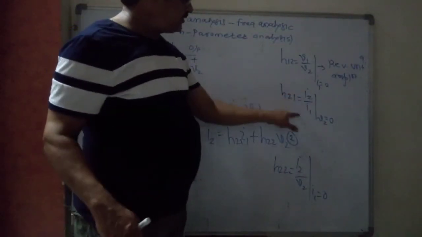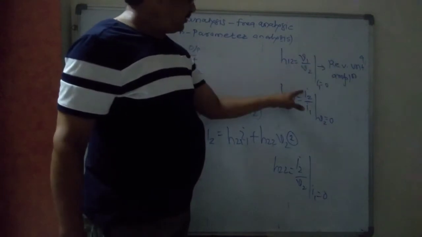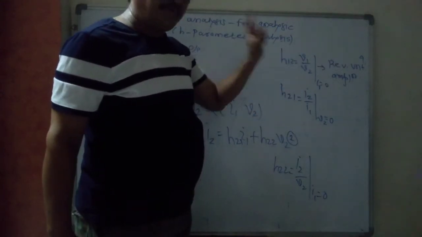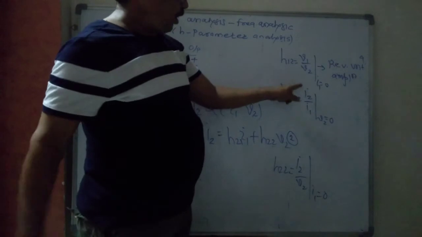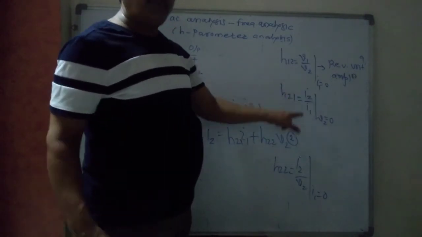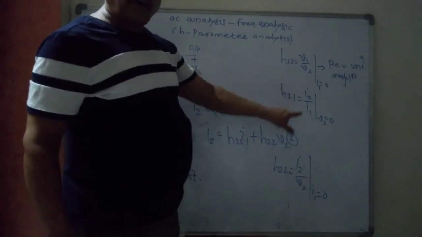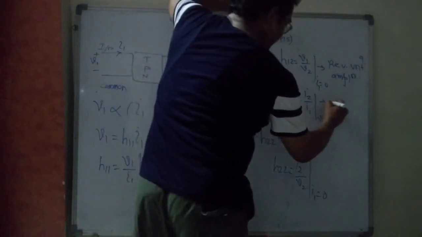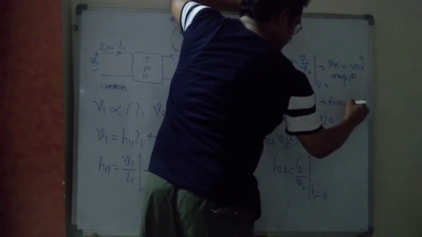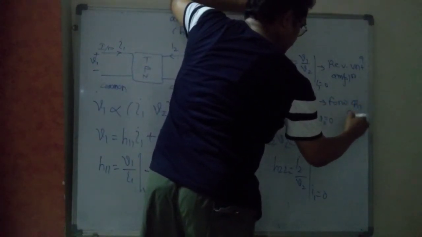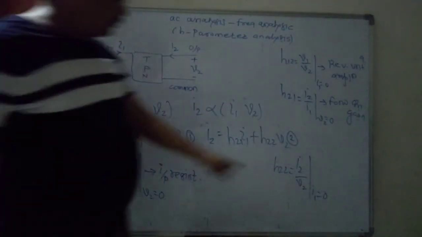So similarly, what will be this? Ratio of two currents. Ratio of voltage is voltage gain. Input upon output, so reverse. Output upon input is forward. Ratio of two currents is current gain. Output current upon input current. Forward current gain. And now this is current upon voltage.